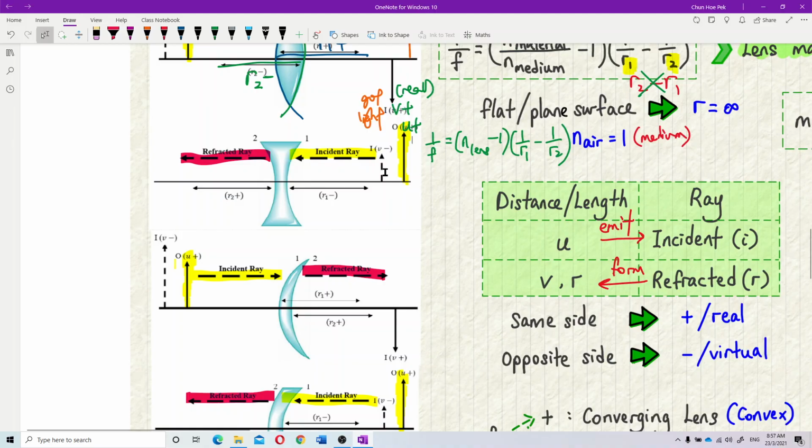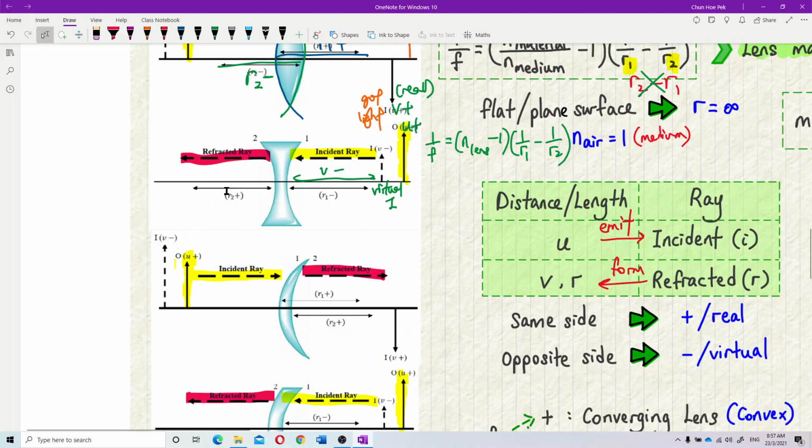This image is formed opposite to the refracted ray. This is the image distance. The image distance is opposite to the refracted ray, so it is negative. This is what we call a virtual image, and it's opposite to the refracted ray. There is no light over here, the light already goes to the other side.